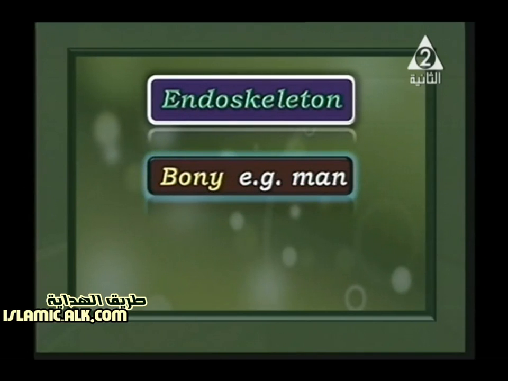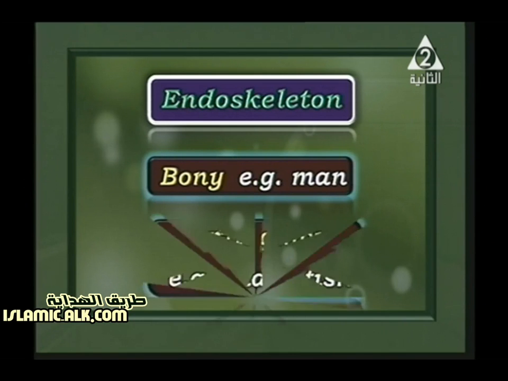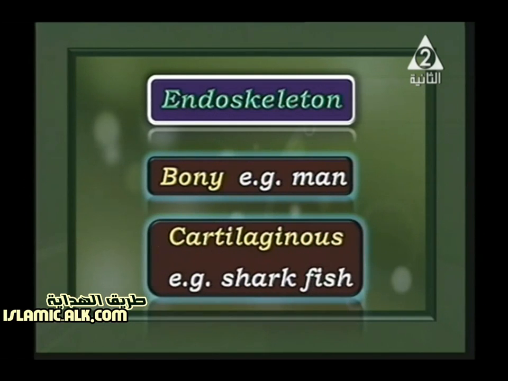For example, in endoskeleton, most vertebrates, like man, in most cases are bony. Bony means they are made up of bones, okay? Or it may be cartilaginous. Cartilaginous, we're going to study cartilage at the end of this chapter. It is a type of connective tissue. Like what? Like sharks and fish.